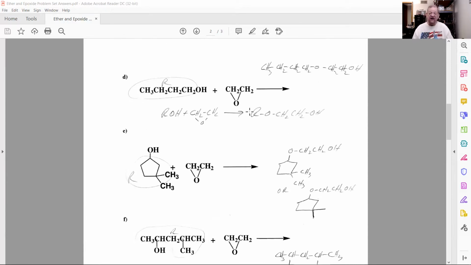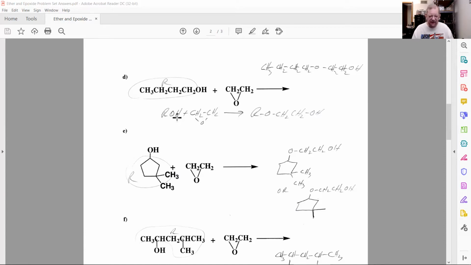Now, again, look for what's different. Oxygen. Ooh, carbon-carbon oxygen, and alcohol. Ooh, three-membered ring, two carbons and an oxygen, ethylene oxide. General reaction is you get an ether alcohol.